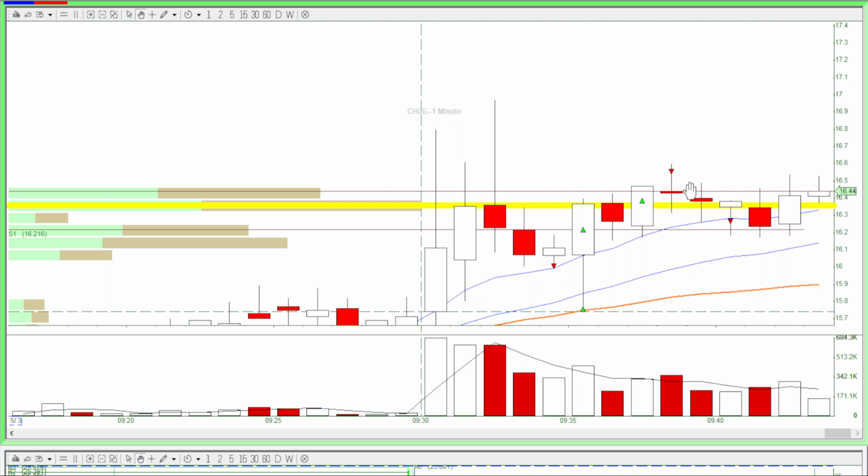It worked out half the way. Took a quick partial here, usually what I do. And then it just kind of falls back down, just breaks the EMA, and that's where I just get out.